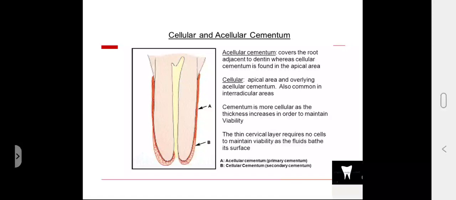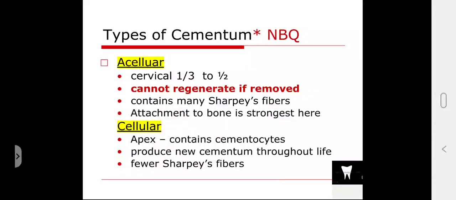We're going to talk a little bit about cellular and acellular cementum, something the boards love to ask about. I wrote NBQ because it definitely is something that's on your boards. Types of cementum, acellular versus cellular. You need to know the location of each one. The acellular, cervical third to half, cannot regenerate if removed. It contains many Sharpey's fibers, so you need to understand that many of the Sharpey's fibers are in the acellular cementum. Attachment to bone is strongest here.